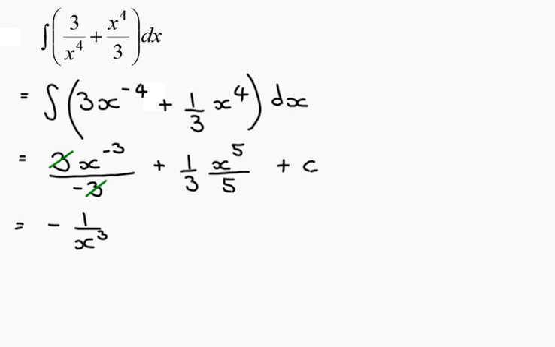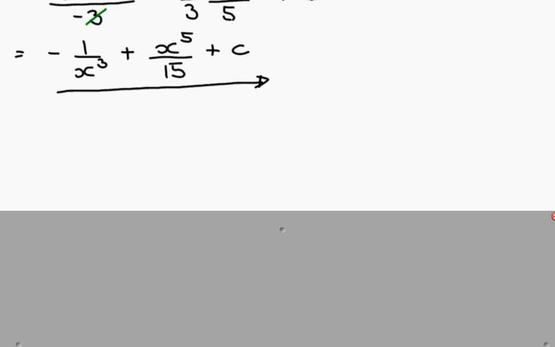Here, tidy that up a little bit. We've got 3 times 5 in the denominator. So I've got x to the power of 5 over 15 plus our constant of integration. All that. And then you can go back and just check that if you differentiate those, you will get back to this. And you'll find that you do. So let's look at our next example.